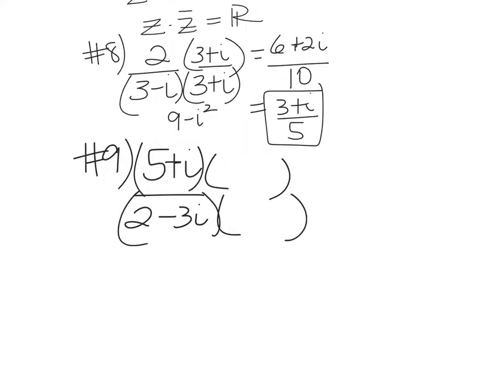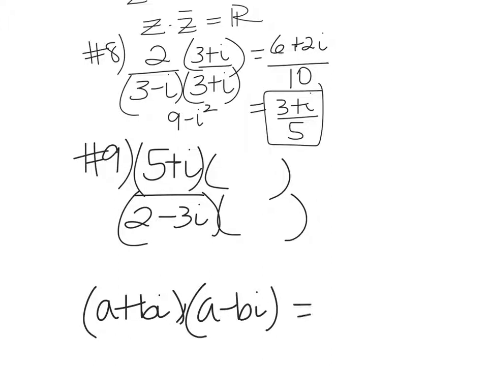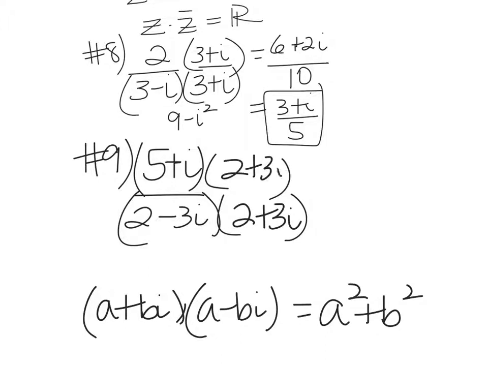By the way, let me tell you real quick, if you're doing a plus bi times its conjugate, a minus bi, your answer will always be a squared plus b squared. It's a little shortcut for some of you if you like to memorize that. Look in this one, a was 3, b was negative 1, 3 squared plus negative 1 squared, 10. Always. All right, so let's multiply top and bottom by 2 plus 3i. That's the conjugate of our denominator.